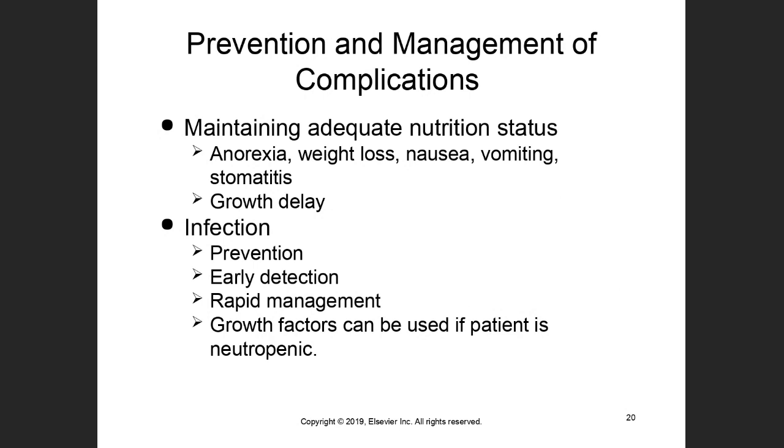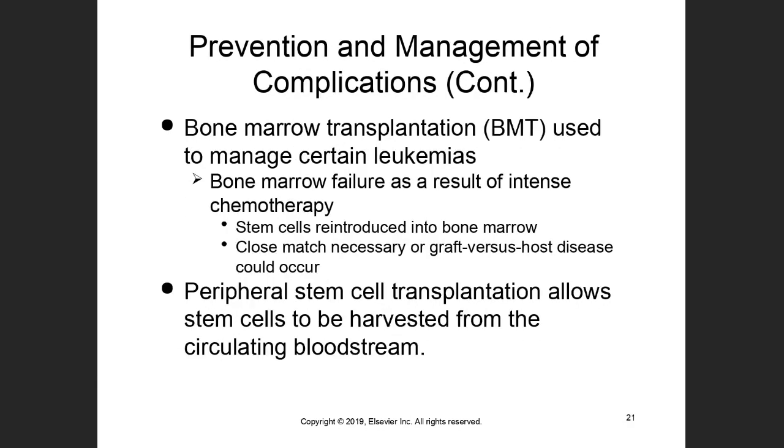Maintain adequate nutritional status. That's extremely important when the patient is in chemotherapy. Okay, because that avoids anorexia, weight loss, and anemia. Infection, we have prevention, early detection. Sometimes you give prophylactic antibiotics to the patient.